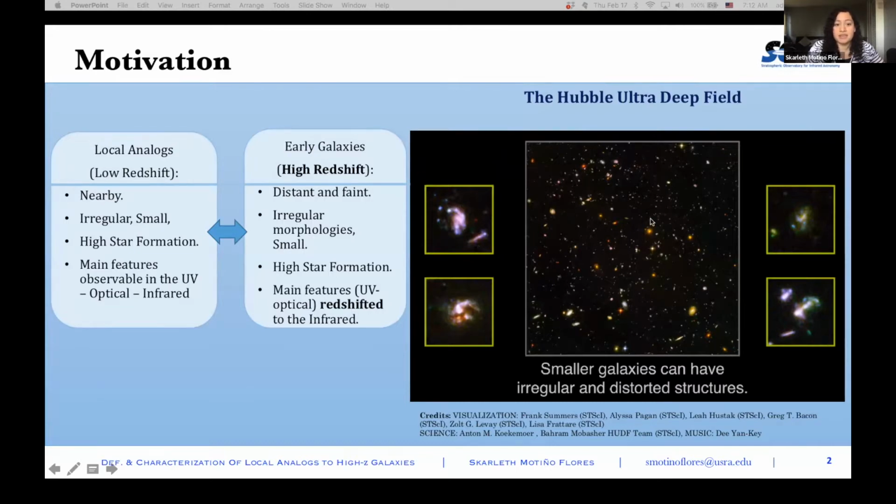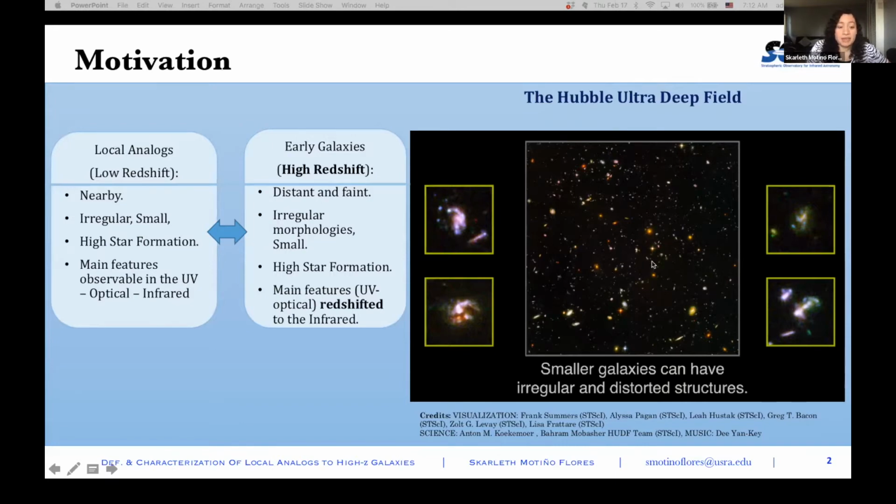evolution of galaxies, how they assemble over time. But to observe galaxies over time, we need to observe different galaxies at different moments of their evolution and then put all the pieces together to understand how they evolve, right?